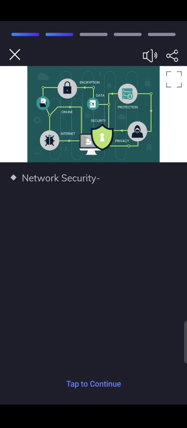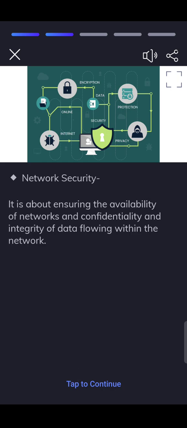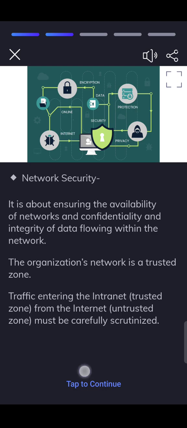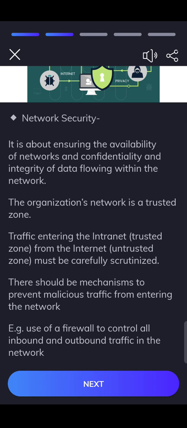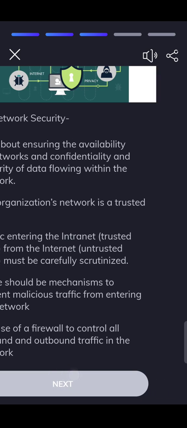Network security. It is about ensuring the availability of networks and confidentiality and integrity of data flowing within the network. The organization's network is a trusted zone. Traffic entering from the Internet, an untrusted zone, into the trusted zone must be carefully scrutinized. There should be mechanisms to prevent malicious traffic from entering the network. For example, use of a firewall to control all inbound and outbound traffic in the network.